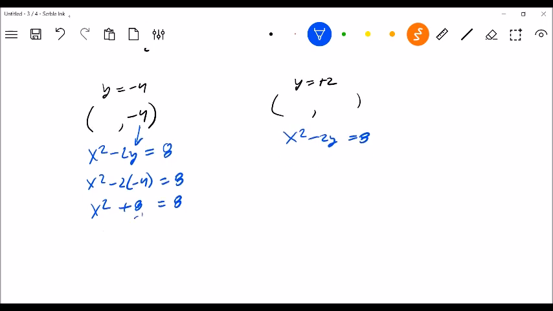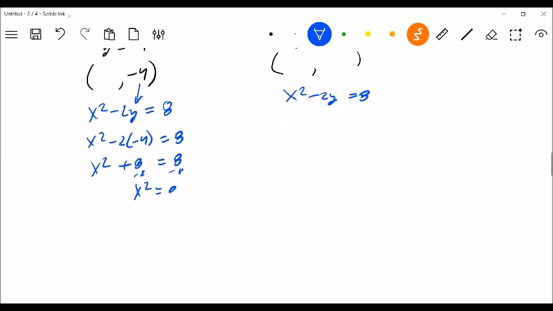Now when I subtract 8 from both sides, I get that x squared is equal to 0. And you can't take the square root of 0. It's not a plus or minus. It's just 0. So x is equal to 0. So we have one of our solutions being 0 and negative 4: 0 for the x and negative 4 for the y. Let's do the same thing over here now.